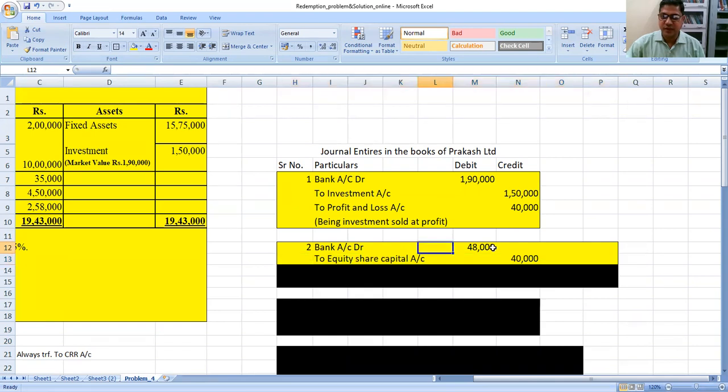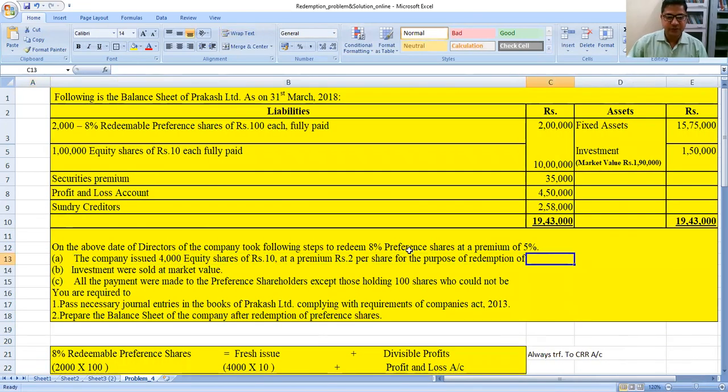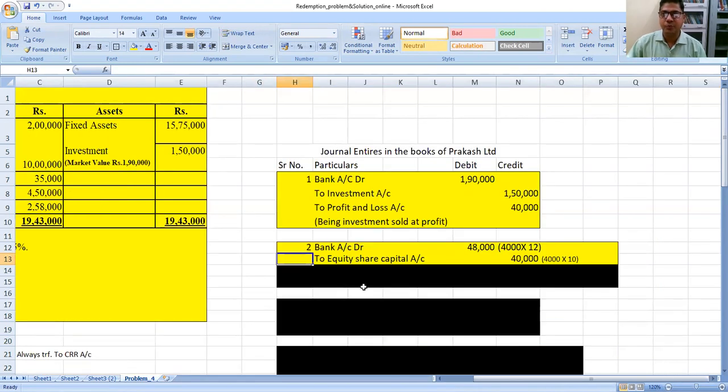So here we can write 4,000 multiplied by 12. 12 4s are 48. The bank account debit 48,000. The equity shares face value is ₹10. So 4,000 into 10. The face value is ₹10 per share. The equity shares capital is at ₹10 face value.